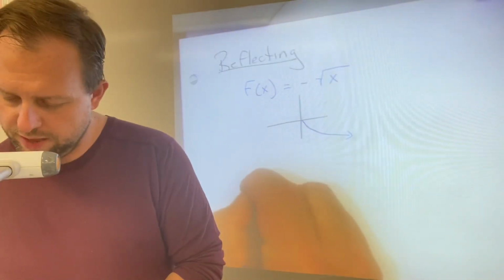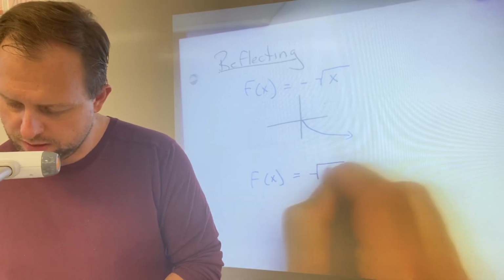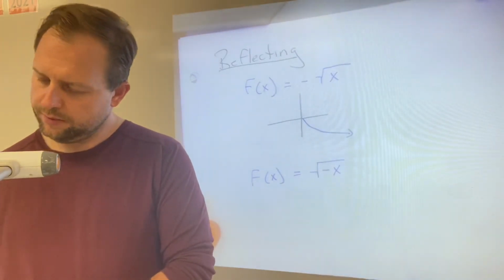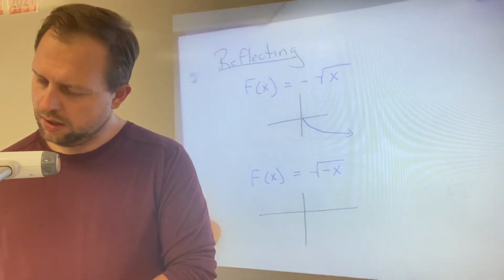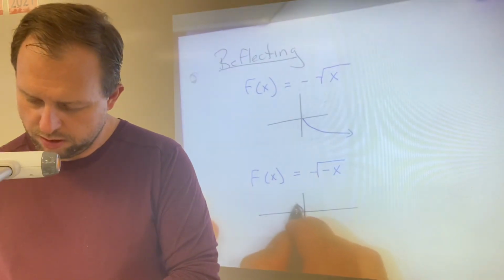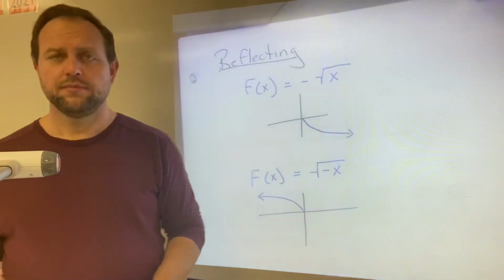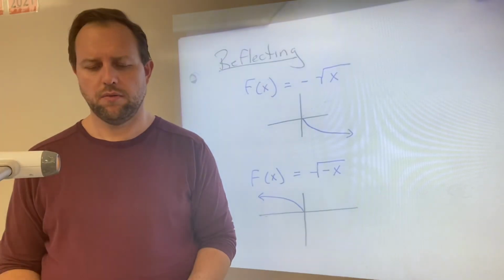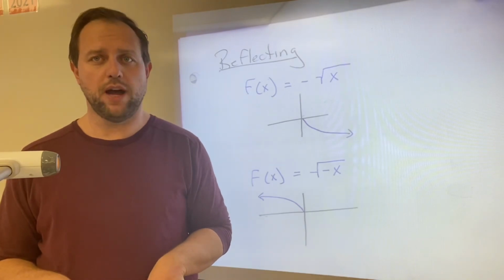If we put the negative on the inside though, that creates a reflection over the y-axis. So instead of it being over here, it's going to come as a reflection over the y. Okay? That's all of section 1.5, day 1 on parent functions and transformations. We'll come back with a little more on this tomorrow.